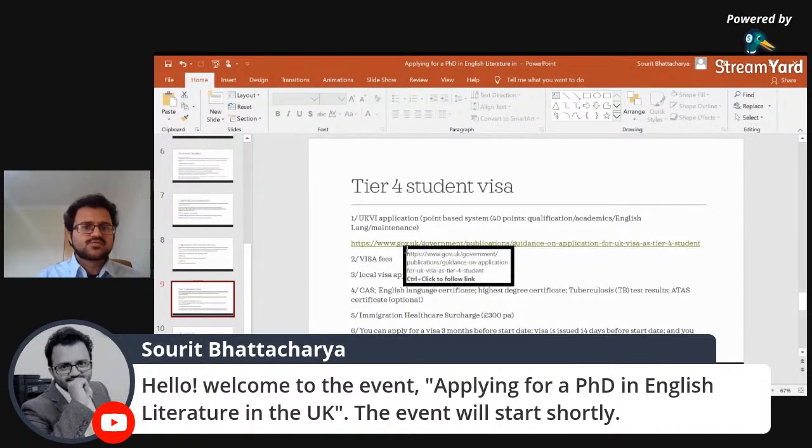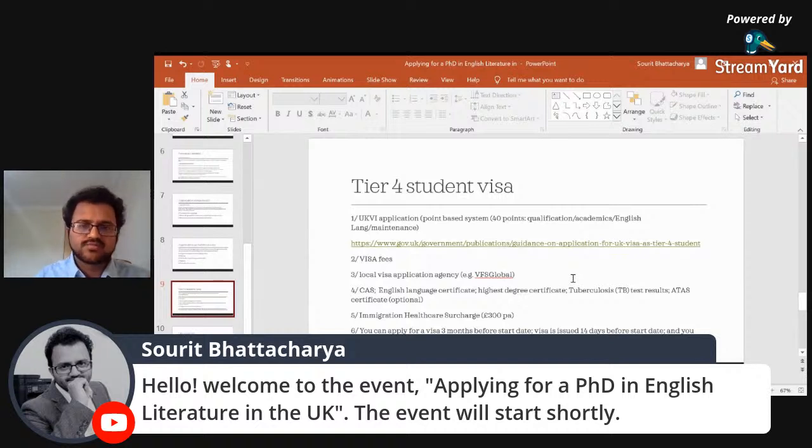And this is a particular link that you can use, and this is going to stay on the page, and I can also paste the links later in the comment box. And then you have a visa fee, and to me it was an exorbitant visa fee, so be very prepared about what the visa fees are. Okay, so the visa application is processed by local application agencies. For me, it was VFS Global.